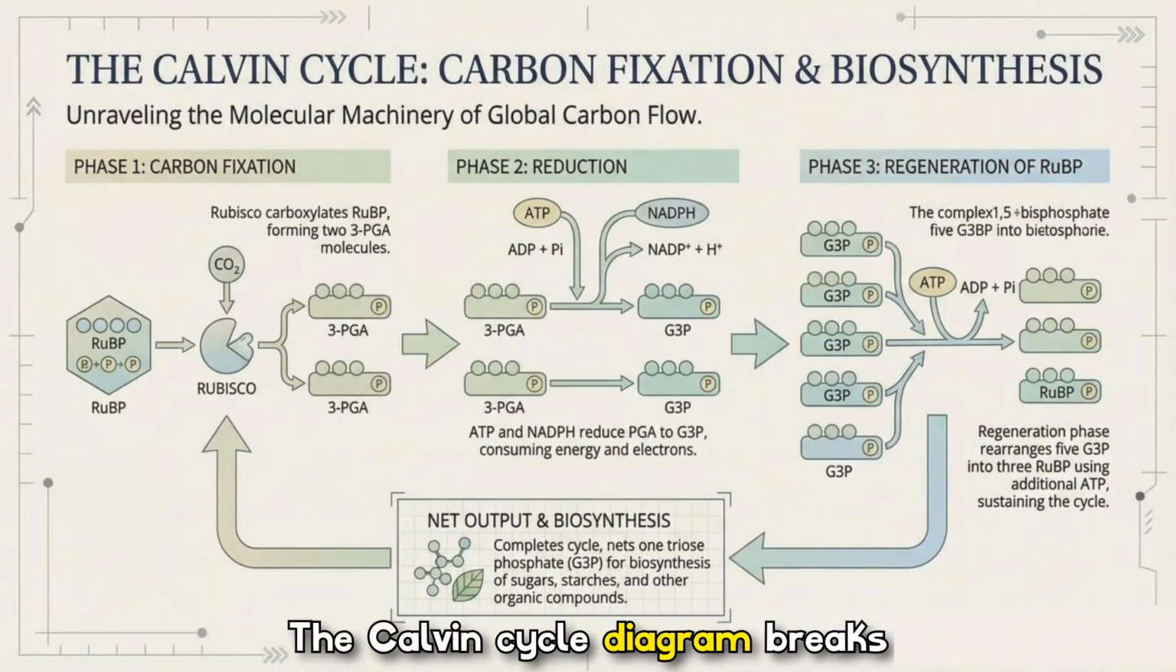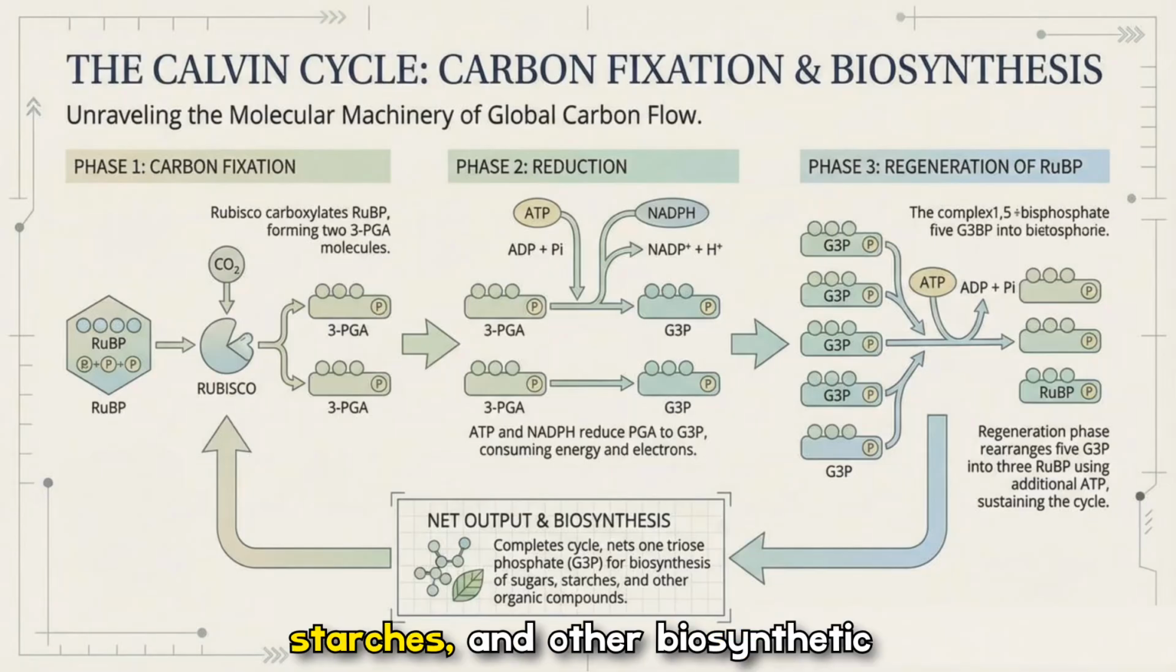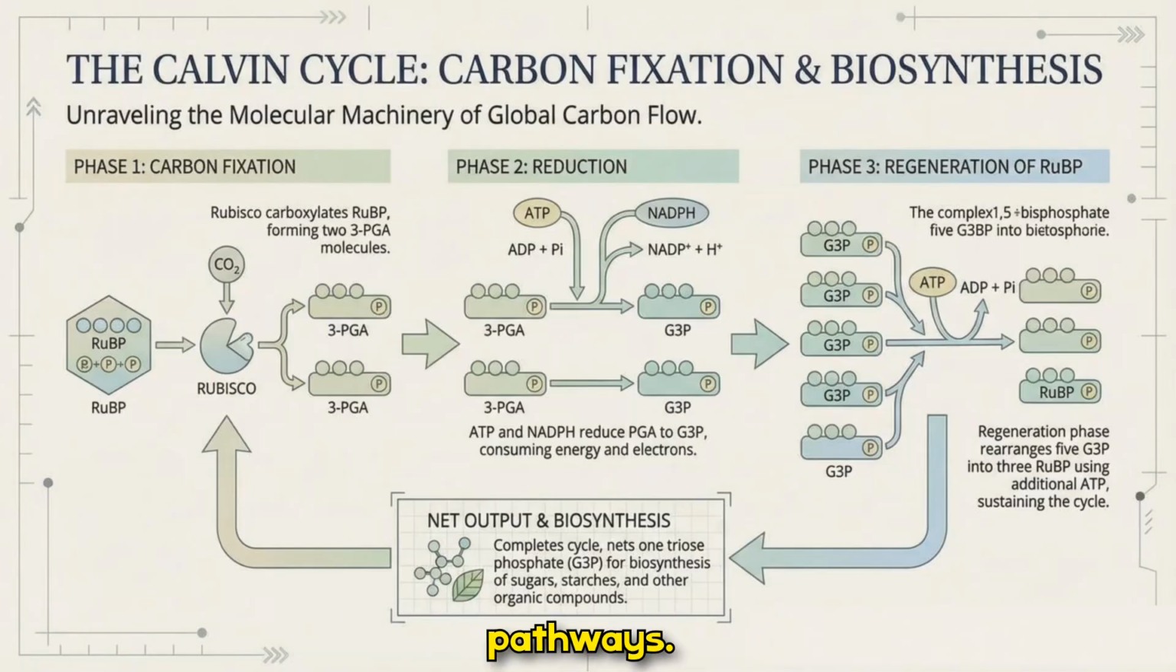The Calvin cycle diagram breaks carbon fixation into three coordinated phases. Rubisco attaches CO2 to RuBP, generating 3-PGA, then ATP and NADPH reduce those intermediates to G3P. And finally, a regeneration phase rebuilds RuBP so the cycle continues, with the net output of triose phosphate serving as the building blocks for sugars, starches, and other biosynthetic pathways.